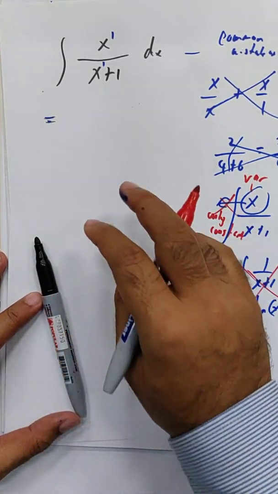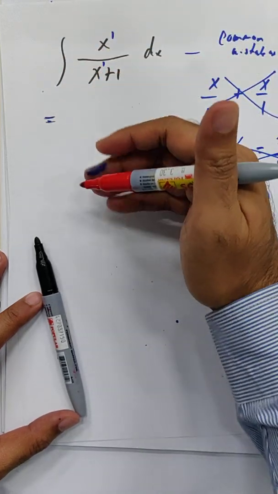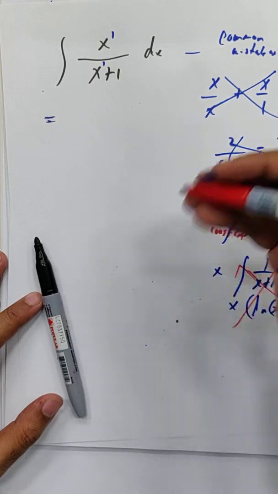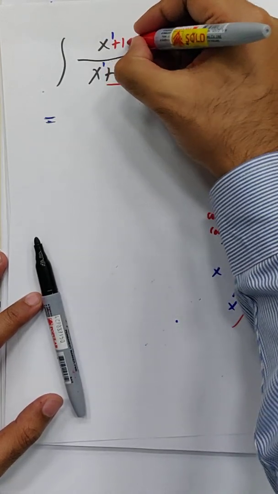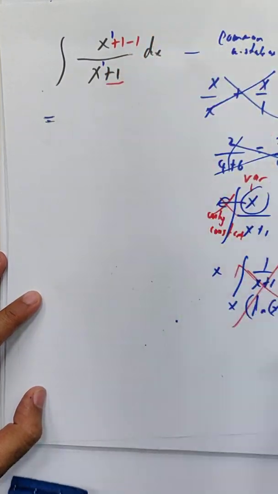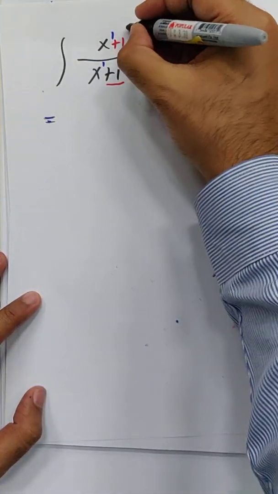The best way to proceed is by realizing I want to get things the same between the top and bottom, between the numerator and denominator. What's the difference between top and bottom? This one has plus 1, this one does not have plus 1. So I put plus 1 and I minus 1 back. Because plus 1 minus 1 is equal to 0, so basically I'm adding 0. And when I add 0, it means nothing.